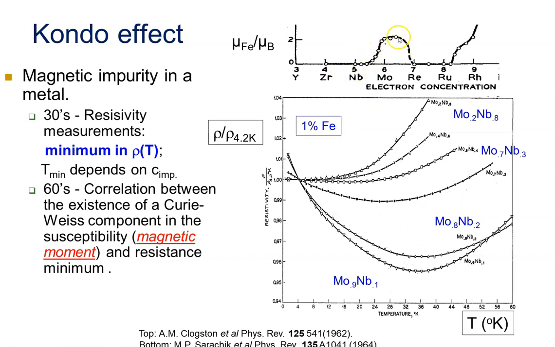So when this effective magnetic moment for the iron atoms increases, I have a more well-defined minimum right here when I have a lot of molybdenum and less niobium. Okay, so right there, this is a minimum in the resistivity, and the question is, why does that happen?